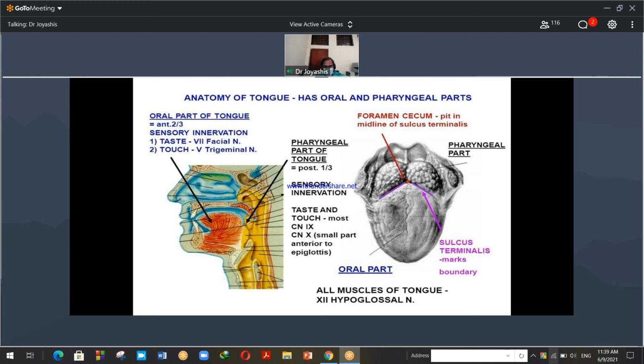The tongue continues to grow throughout fetal development. The lateral tongue parts grow at a more rapid pace than the median tongue parts.